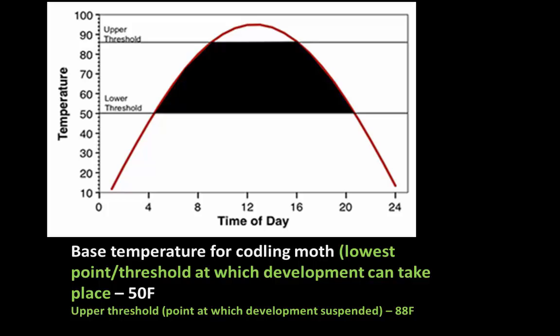So if the average temperature is below 50, they will not be developing at all in that period of time. But above that, they will develop in relation to how much the temperature is above 50. There is an upper threshold. At 88 degrees, the codling moth will cease developing, so you don't accumulate any more degree days if it's above this upper threshold.